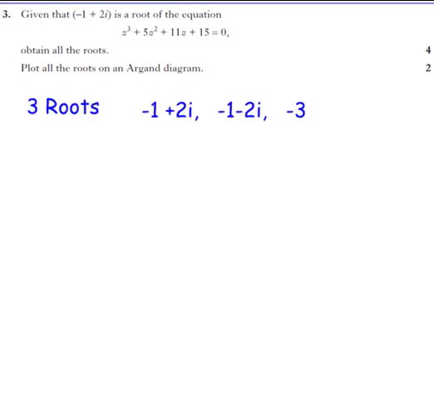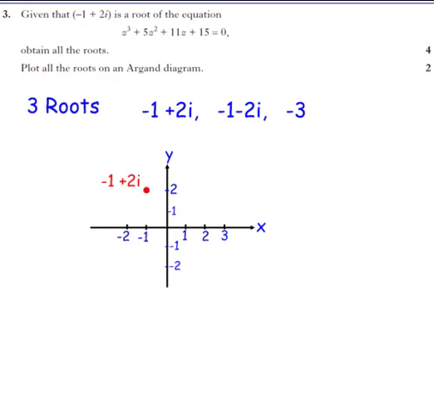The second bit was to plot all of these roots on an Argand diagram. So we draw a set of axes. The first root minus 1 plus 2i is plotted at the point negative 1, 2. Negative 1 minus 2i is plotted at negative 1, negative 2. And the last root, the minus 3, is just plotted at the point negative 3, 0.